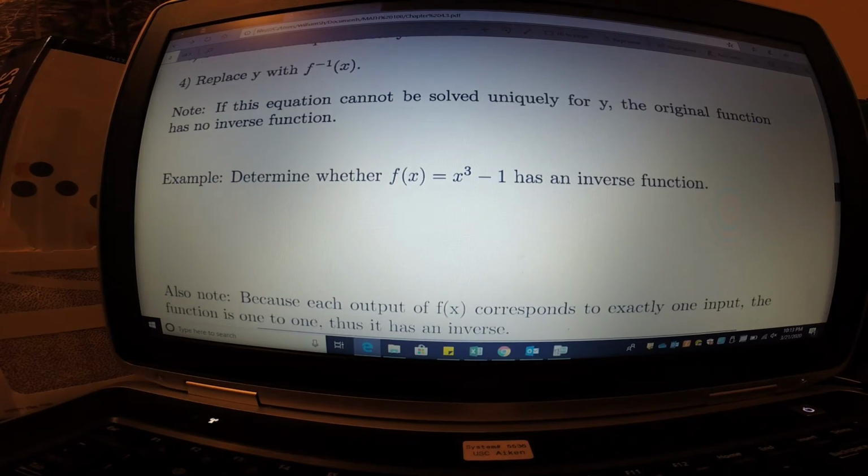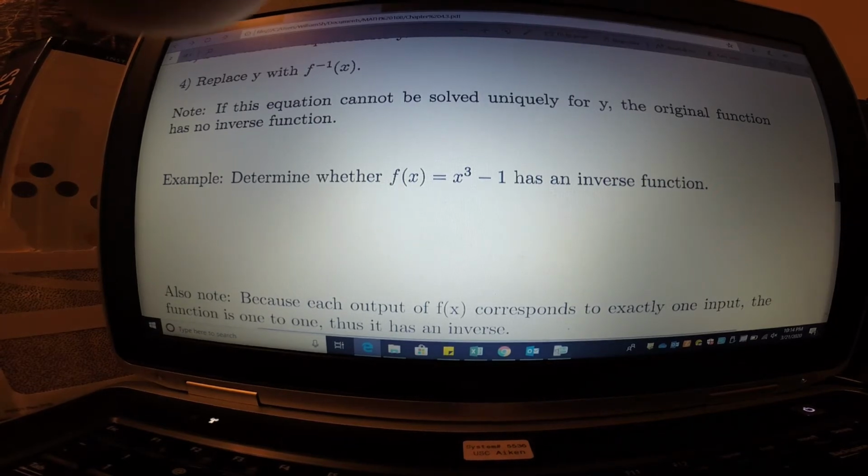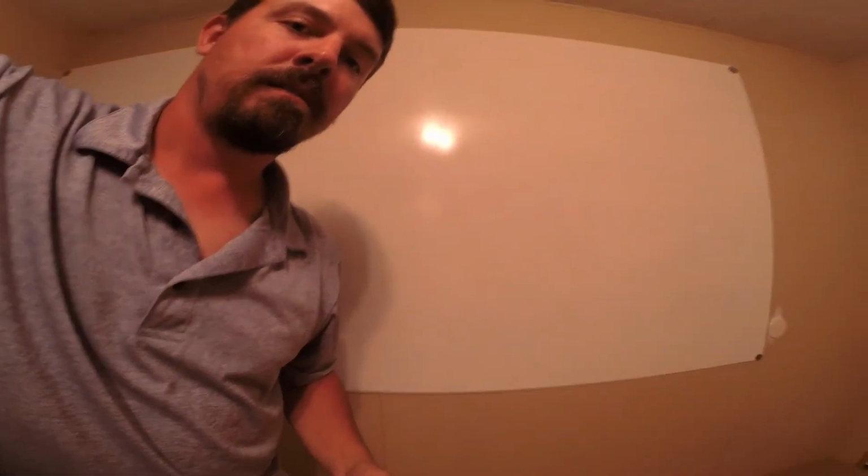And we're going to take a note here that if this equation cannot be solved uniquely for y, the original function has no inverse. Okay, so if we look at our example, it says determine whether f of x equals x to the third minus 1 has an inverse function. Okay, it's something we need to determine. I'm going to bring you back to the whiteboard. Okay, get you set back up.